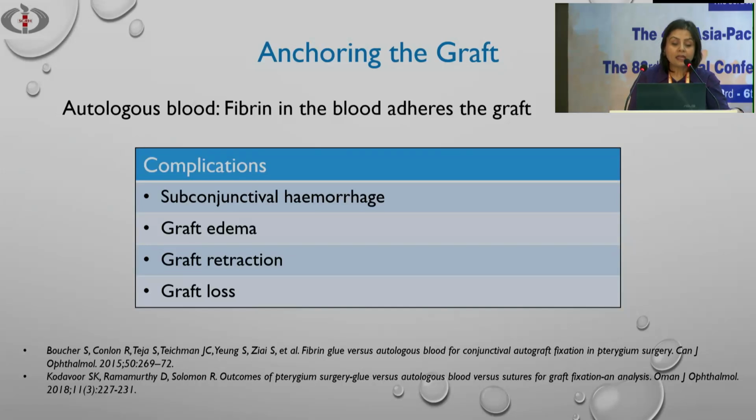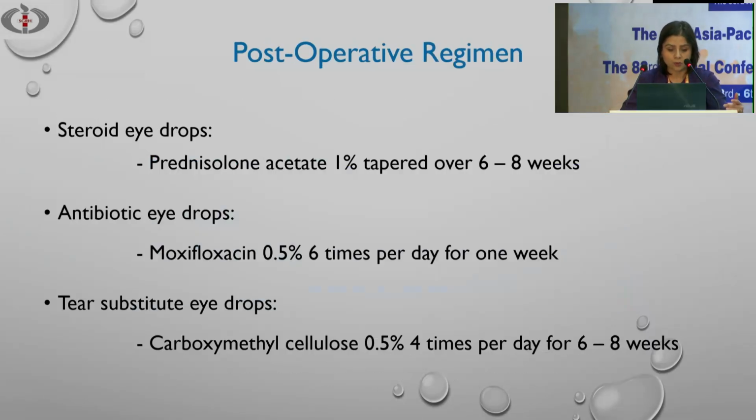Now, there's another technique of using autologous blood, which is the patient's own blood, to induce fresh bleeding so that the fibrin in the blood itself adheres the graft. But I do not prefer this technique because it has been shown in different studies that it does have a higher complication rate, in terms of graft retraction and graft loss. But there are a lot of surgeons who've been using it for many years and find it pretty useful.